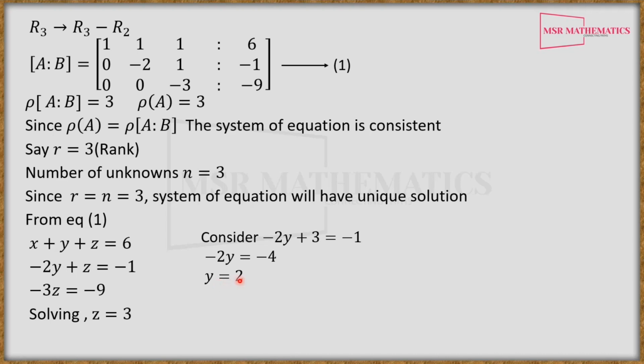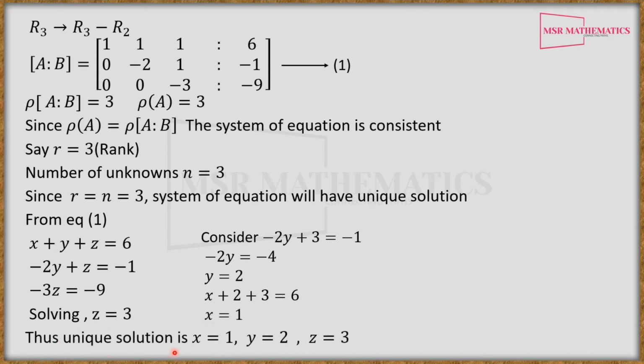So we obtained y as 2, z as 3. Substitute in the first equation. Here x plus 2 plus 3 is equal to 6. Here 2 plus 3 is 5. If we take it to the right hand side, that is 6 minus 5, which is equal to 1. Therefore x is equal to 1. Therefore we obtain a unique solution for the given system of linear equations as x is equal to 1, y is equal to 2 and z is equal to 3. So this is how to test the consistency for a given system of linear equations.